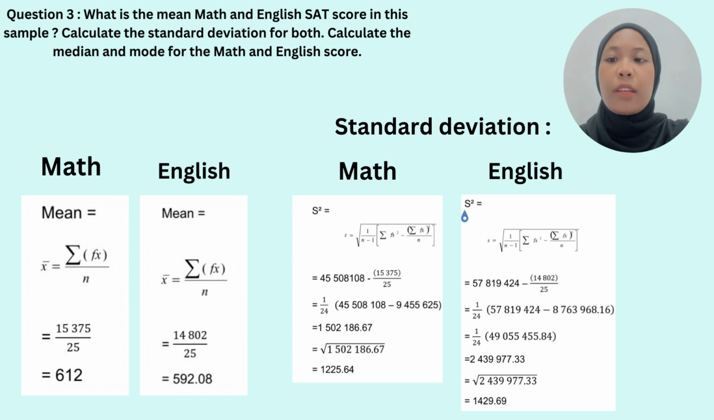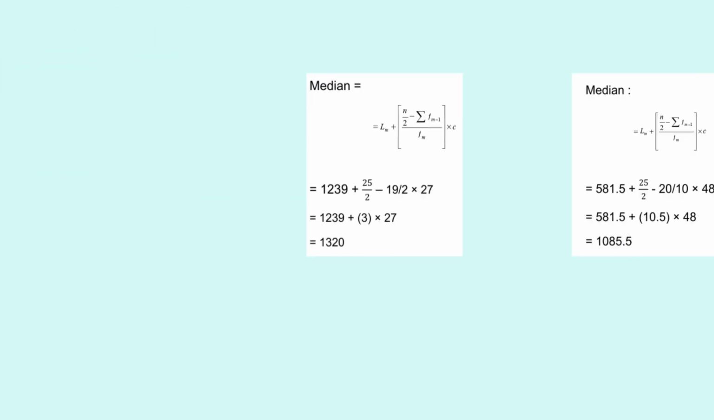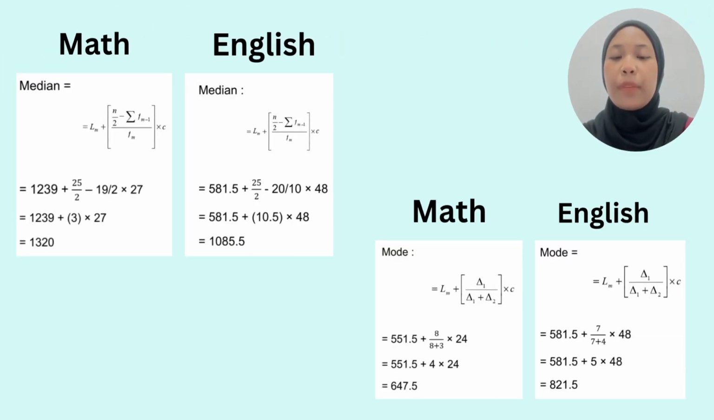So this is the mean and standard deviation of math and English. The mean of math is 612 and English is 592.08. The standard deviation of math is 1225.64. For English it is 1429.69. The next one is the median and mode of math and English.